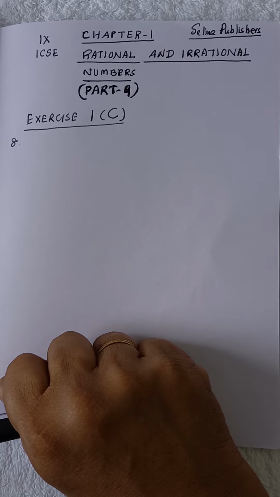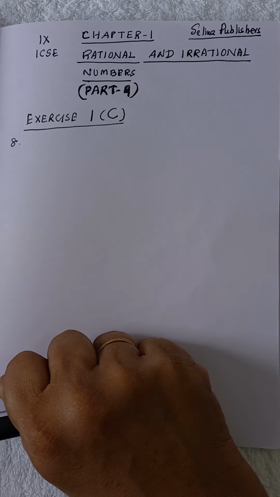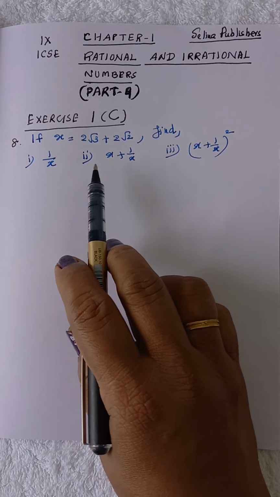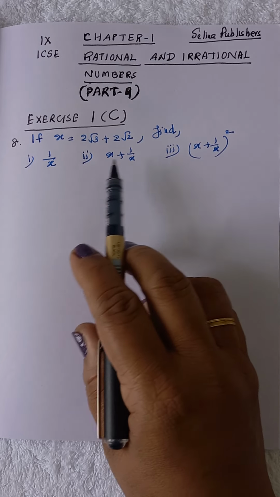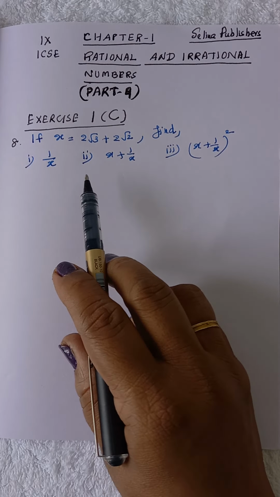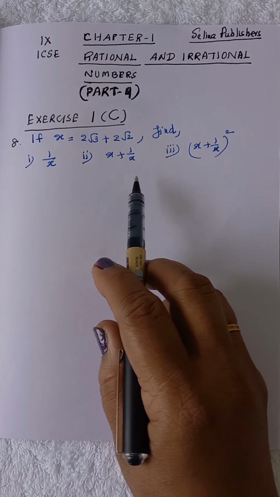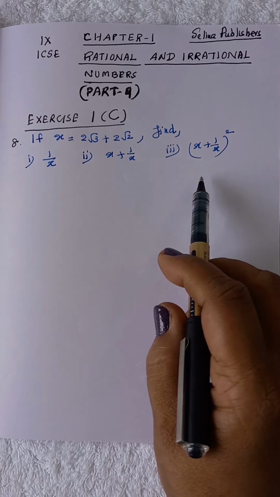Today we will solve questions from 8 onwards in exercise 1C of rational and irrational numbers. 8th question is, if x is equal to 2 root 3 plus 2 root 2, find first sub question 1 by x, second x plus 1 by x, third x plus 1 by x whole square.